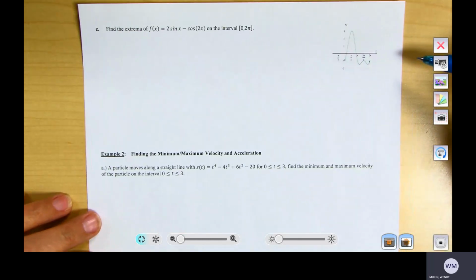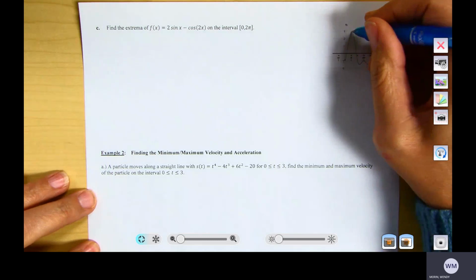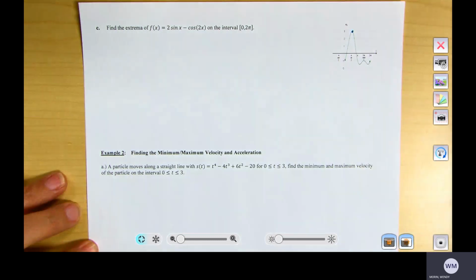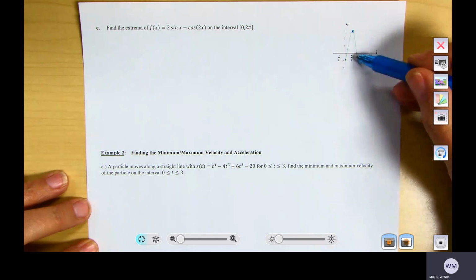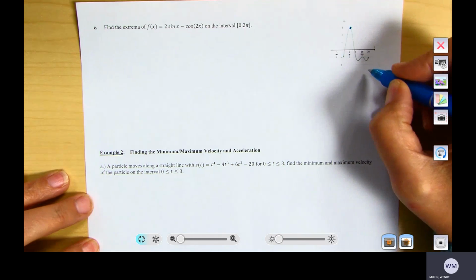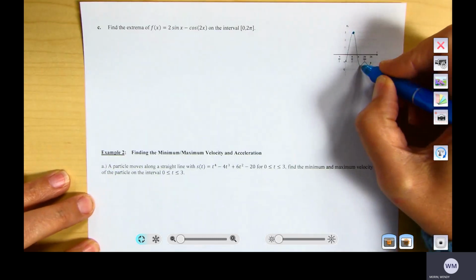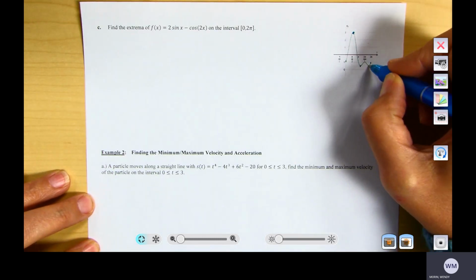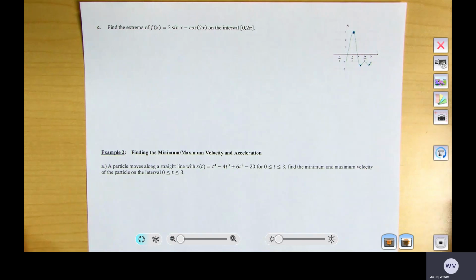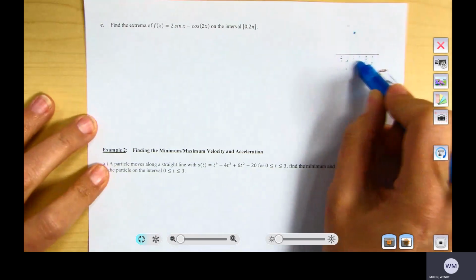The next example, you can see what your answers are going to be. I'm going to have you do this one on your own. You should get that as your max, which is 3, and it's going to occur at pi over 2. And then your absolute min is going to be here. I'm not sure if those are the same or not.